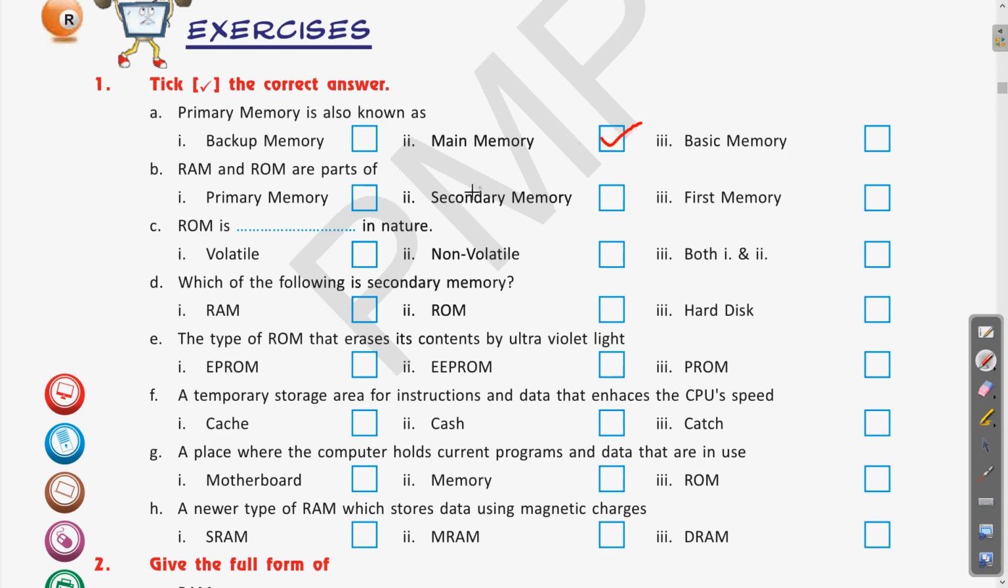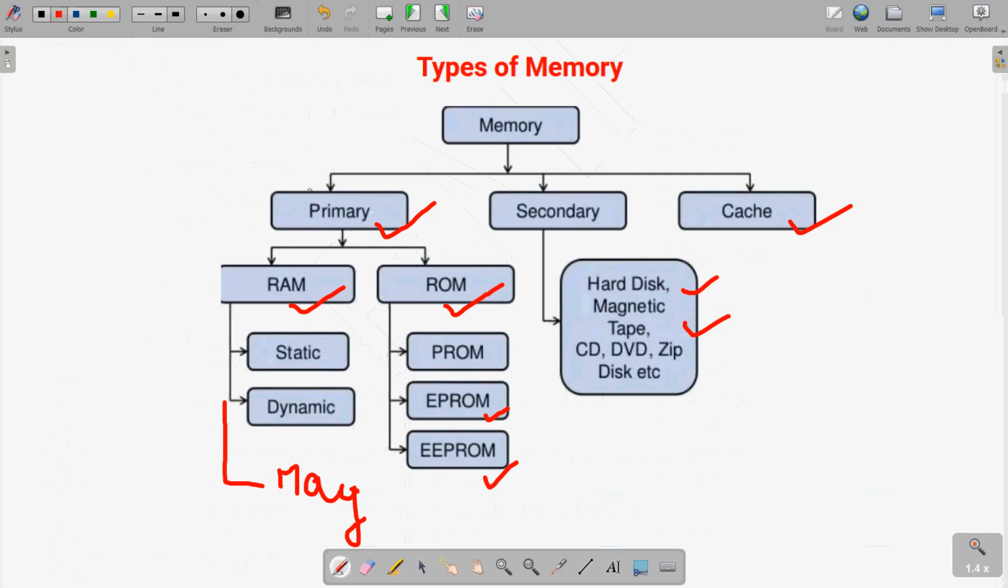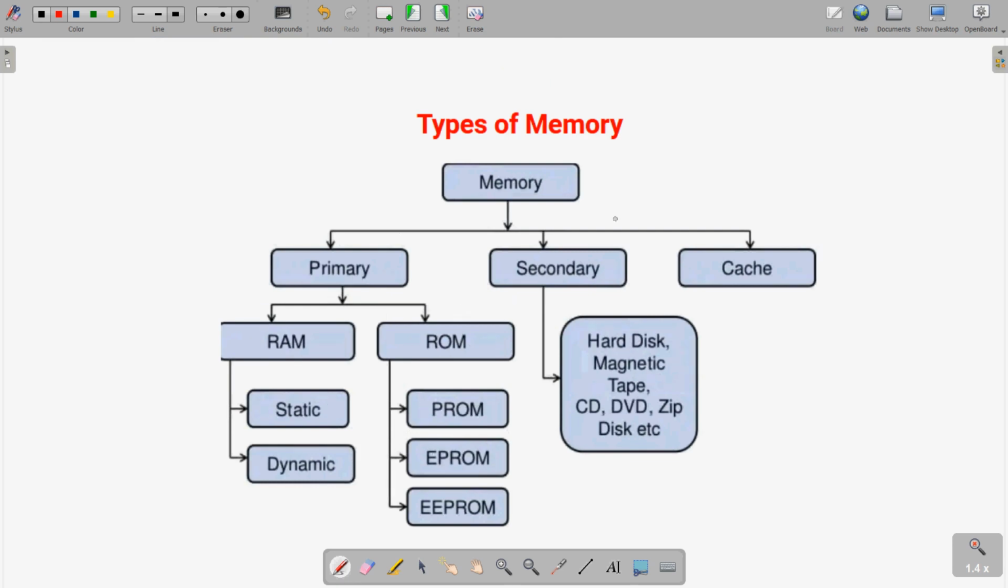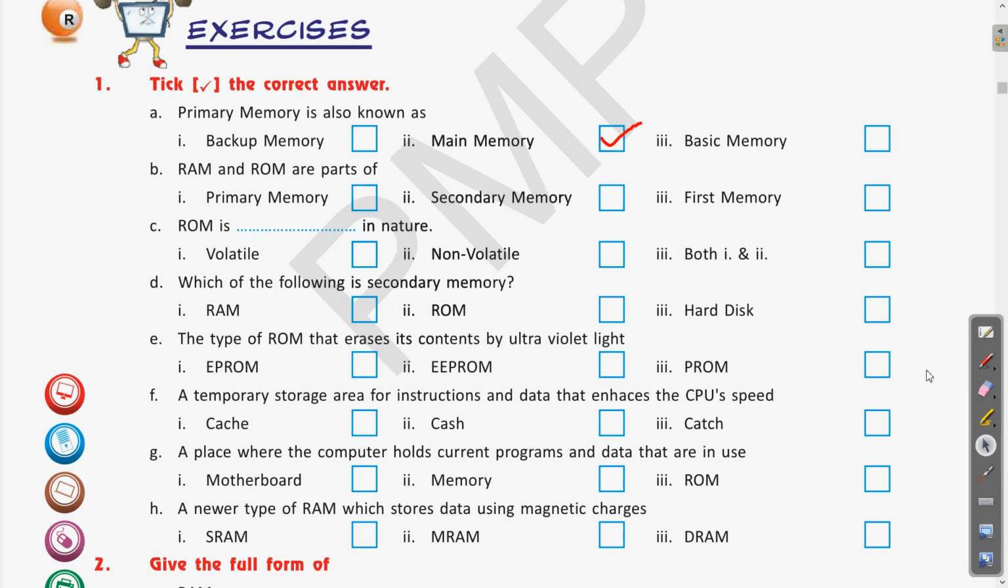Clear? Next is: RAM and ROM are parts of. We have just seen that in the computer we have different types of memory. So RAM and ROM are part of what? Let us see here also. RAM and ROM are part of primary memory. Very easy. You can mark it. I hope many of you have done these questions by yourself earlier, as they were given to you as homework. So now you can check whether the answers you have done are correct or not.